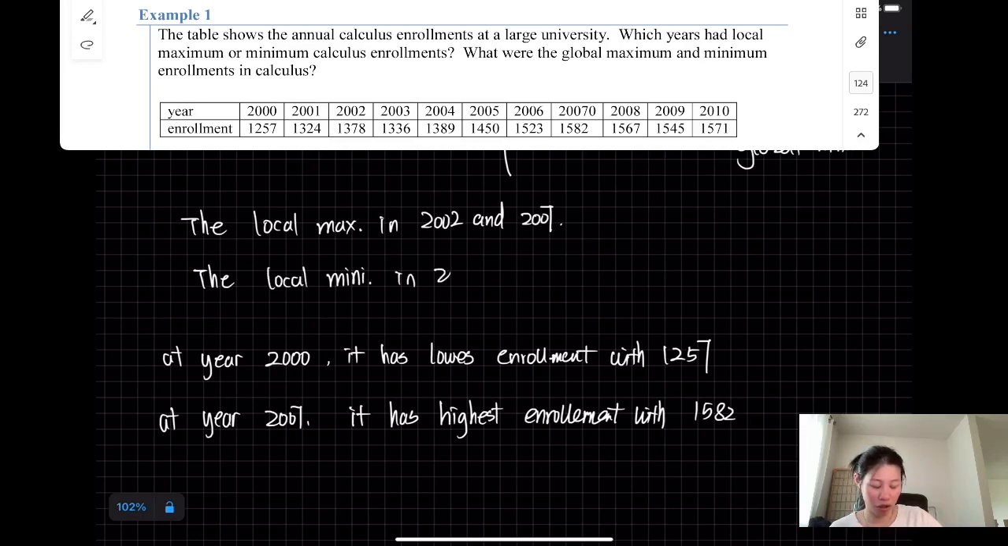And then the local minimum is in 2003 and 2009. Because nearby 2003, which is 2002 and 2004, they're both higher than 2003. And similarly for 2009, because the year 2008 is less than 2009, and also the year 2010 is less than 2009. So that gives them a local minimum.